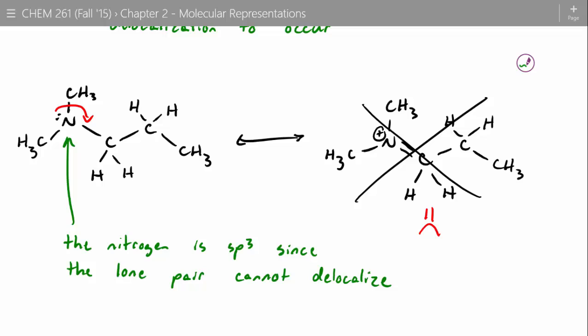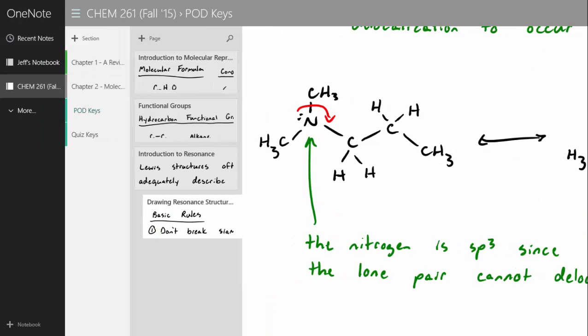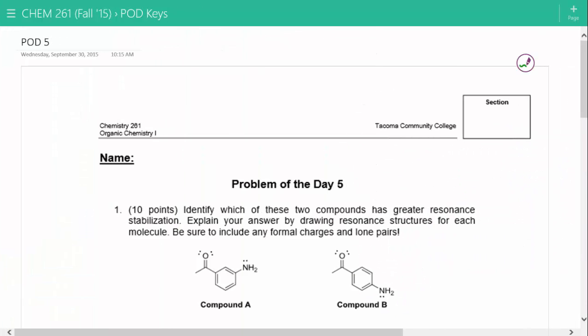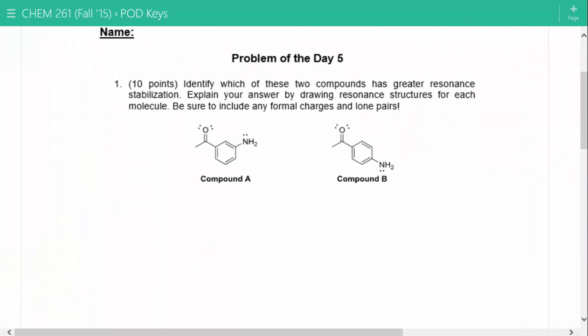So what I thought we would do is pull out our problem of the day from yesterday, problem of the day 5, and we'll take some time to work through this. Problem of the day number 5 is asking us to move electrons around. So what I want you to do is work with a partner or somebody next to you and try pushing electrons around, but make sure that you're not violating the octet rule with any of these. I'll give you guys a few minutes to work on this, and then we'll come together as a class and go through compound A or compound B.